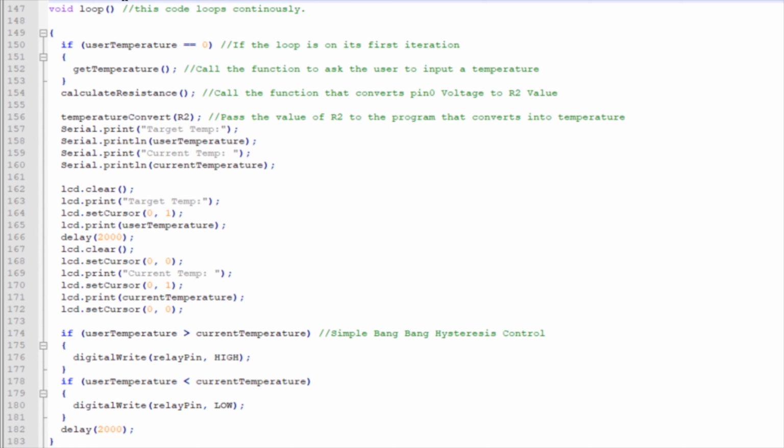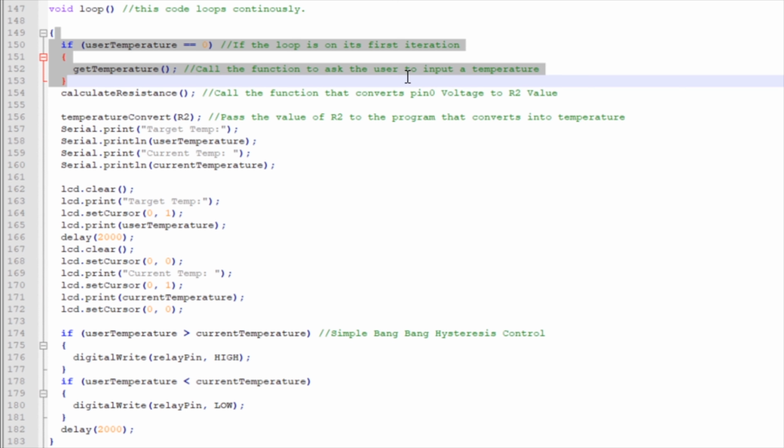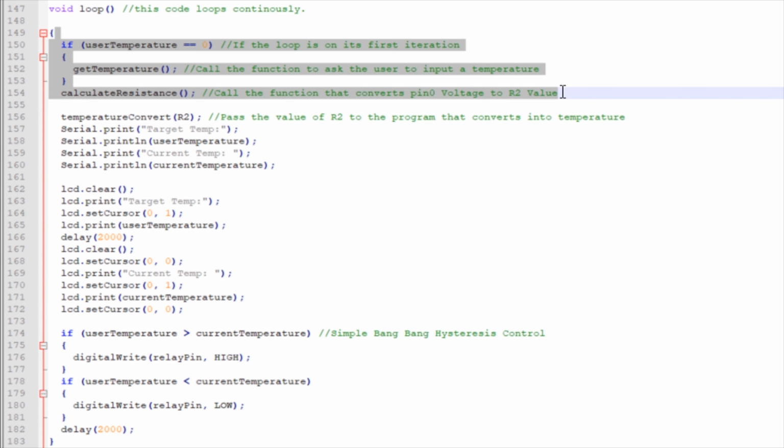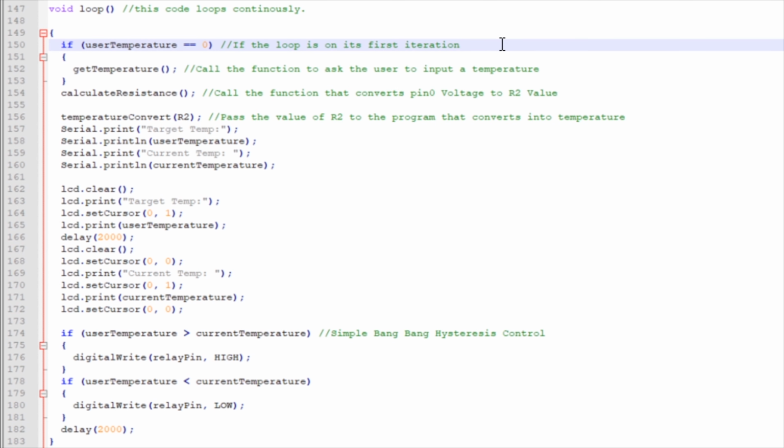This is the loop function, which in Arduino means that this code loops continuously until the program either exits or the Arduino is reset. This section here checks if the user's temperature that it's set is 0. This only happens when the Arduino is on its first loop iteration, so it means that we need to ask the user to input a temperature. It runs the getTemperature function, which enables the use of the buttons to set the required temperature.